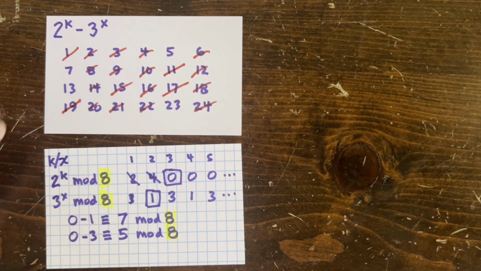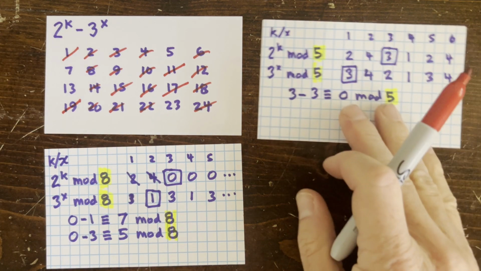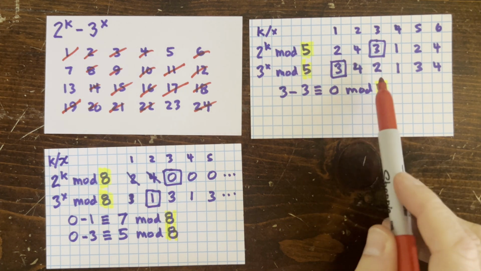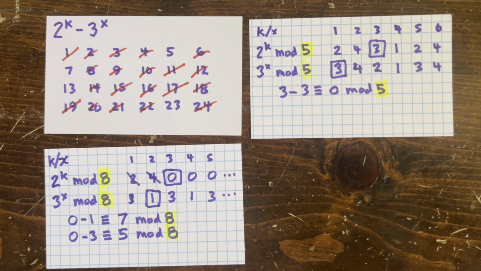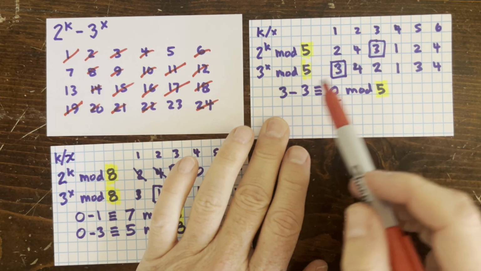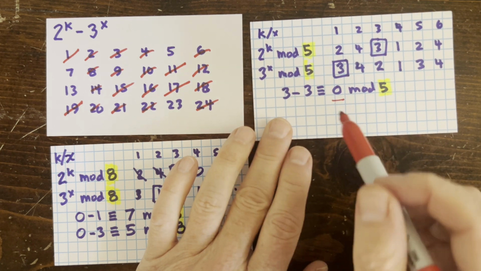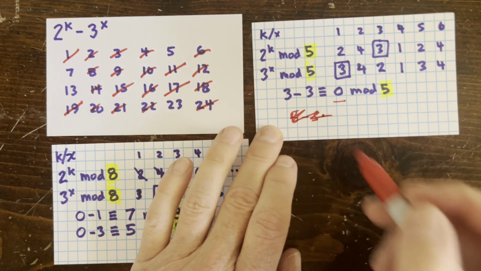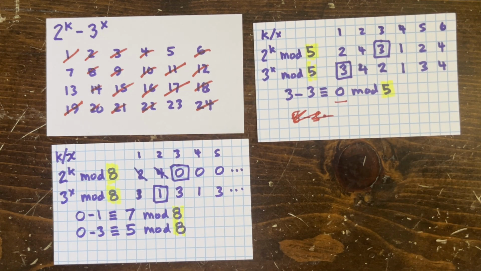Okay, good progress. How about 5? Well, it looks like all numbers of the form 0, 1, 2, 3, and 4 mod 5 can show up because 2 to the k mod 5 goes 2, 4, 3, 1, and 3 to the x mod 5 goes 3, 4, 2, 1. So if we want to make any remainder, for example, 0 mod 5, we just grab, say, 2 to the 3 minus 3 to the 1, which is 3 minus 3, or 0 mod 5. Since all the remainders show up in both lists, it's easy to make anything we want. Whereas the remainders mod 8 are kind of slim pickings.